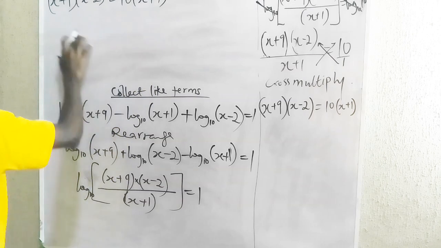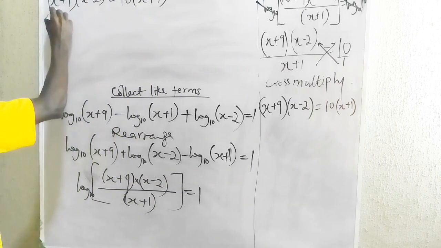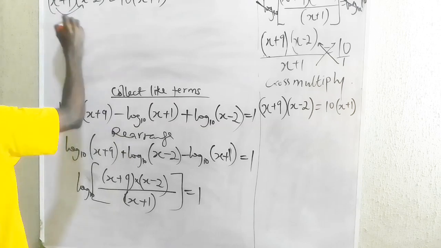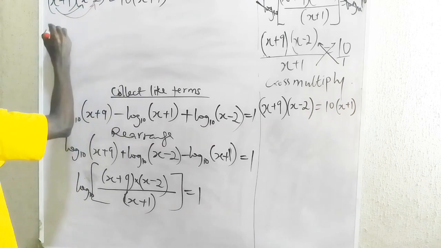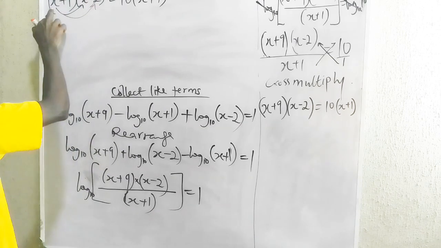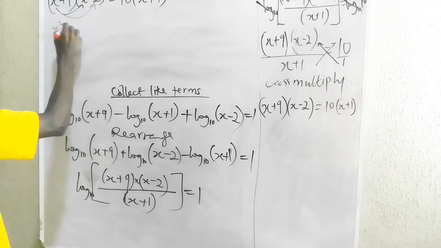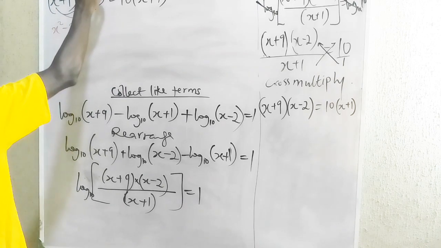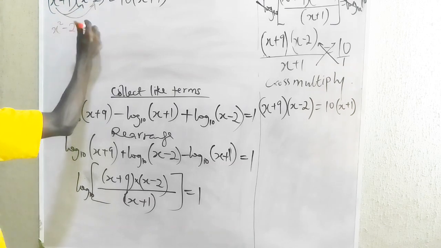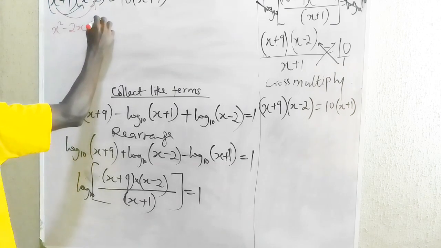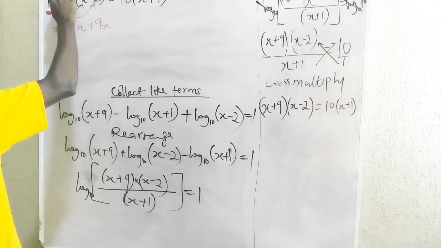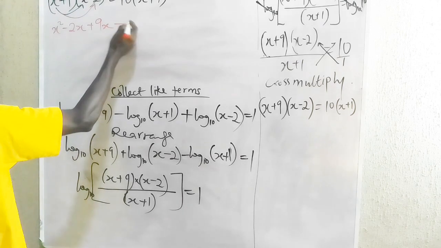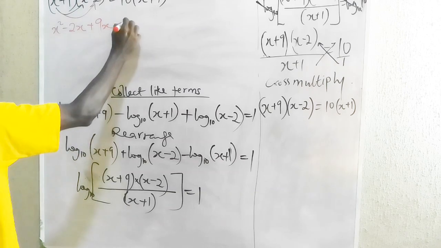To open this up, let's start with this. This multiplies this, and it also multiplies this. So x times x is x squared. x times minus 2 is minus 2x. Then this will multiply this and also multiply this. Plus times plus is plus, 9 times x is 9x. Now plus 9 times minus 2: plus times minus is minus, 9 times 2 is 18.